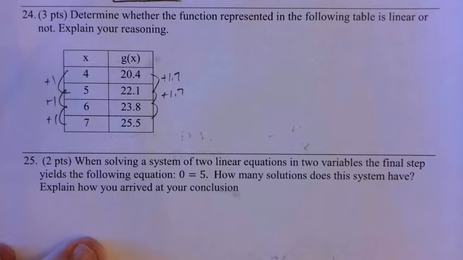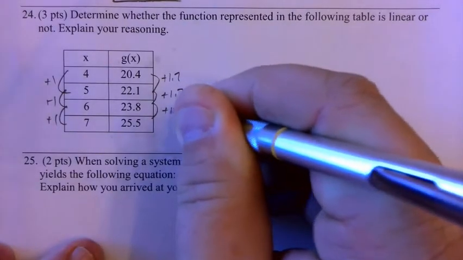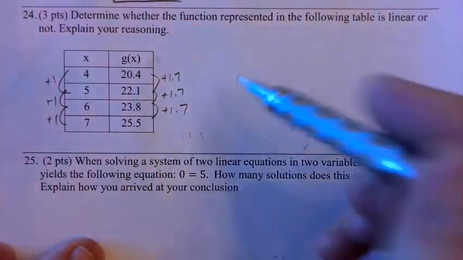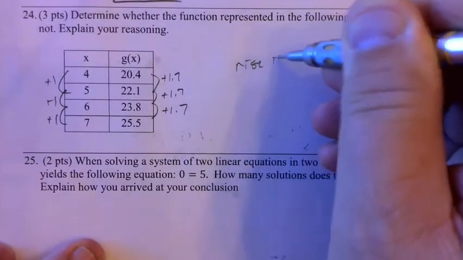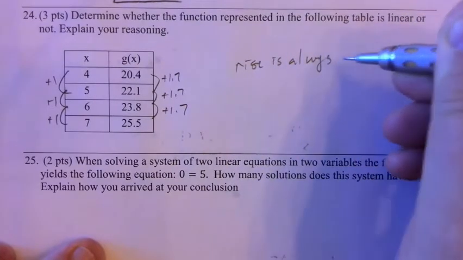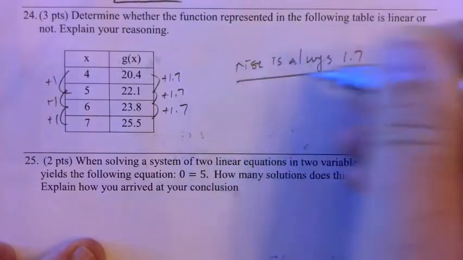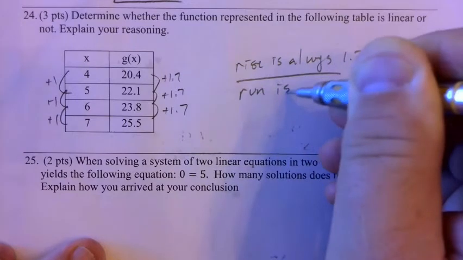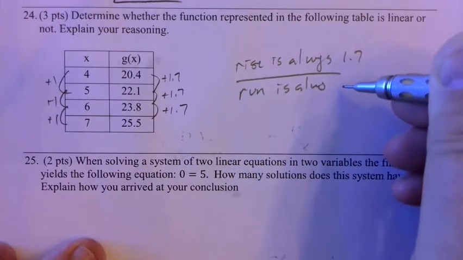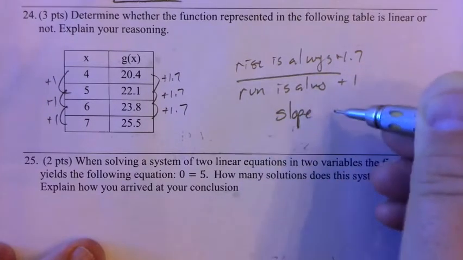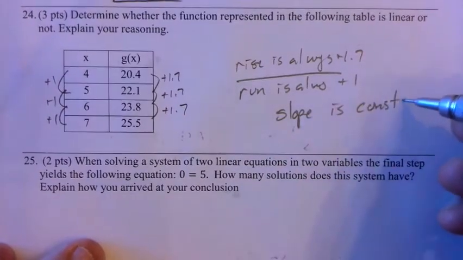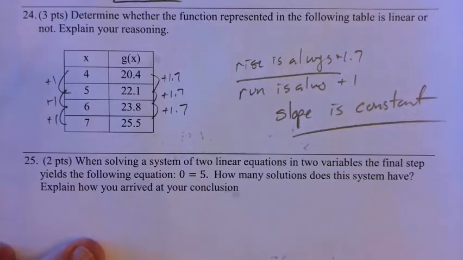And 25.5 minus 23.8. Sorry, I'm not thinking. I have to use a calculator when I don't think very well. So my rise is always 1.7. And my run is always 1. So the slope is constant. In other words, it doesn't change. Cool.